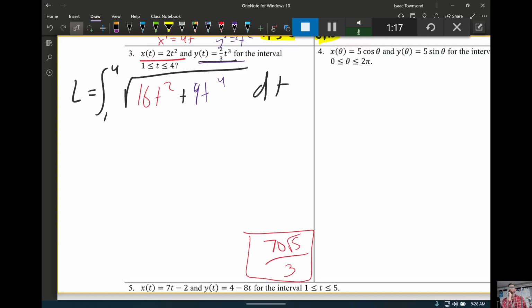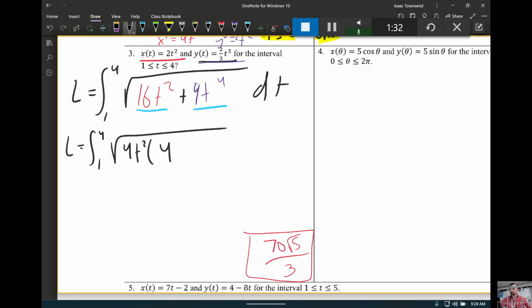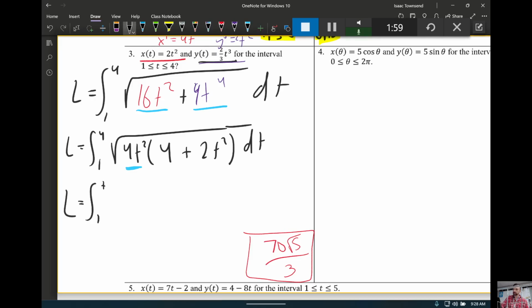Now I don't know that they did this, but one thing I would try here is I noticed that this and this both have a GCF of 4t squared. And the reason I think maybe we should factor it out front is, do you see how the square root of this is a perfect square? This becomes 2t. Shouldn't the 2t squared be just a t squared? Yes. So this becomes 2t times the square root of 4 plus t squared.